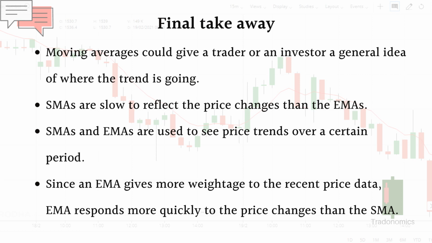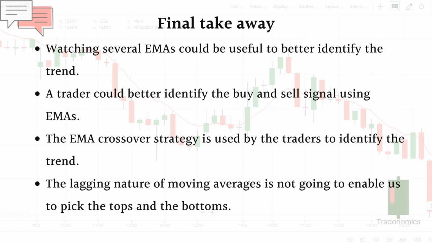SMAs are slow to reflect the price changes than EMAs. SMAs and EMAs are used to see the price trends over a certain period, since exponential moving average gives more weightage to the recent price data. EMA responds more quickly to the price changes than SMA. Watching several EMAs could be useful to better identify the trend. As we have seen, a trader could better identify the buy and sell signal using the EMAs, and the EMA crossover strategy is used by the traders to identify the trend. This could be used for the short-term trades.